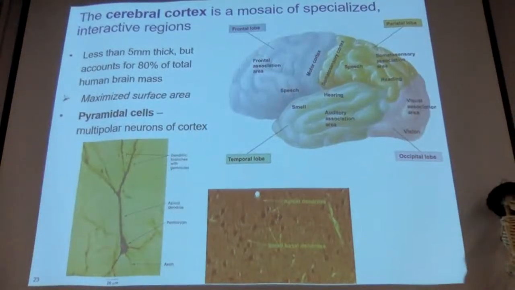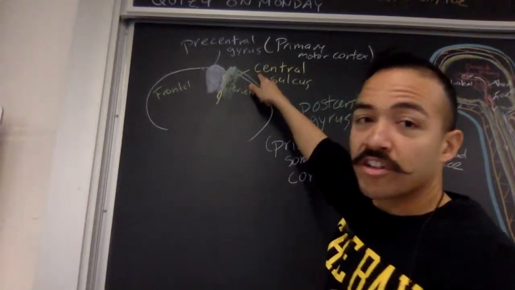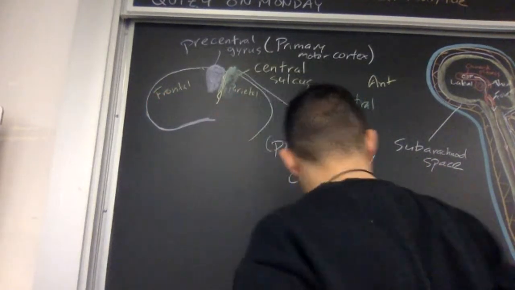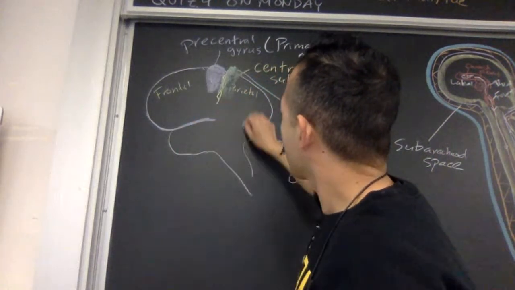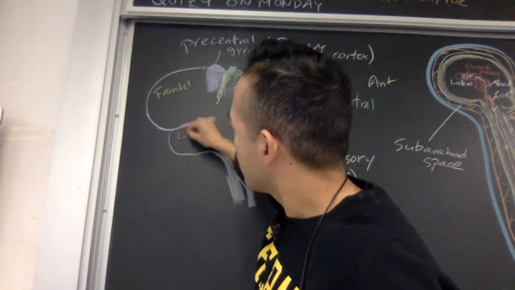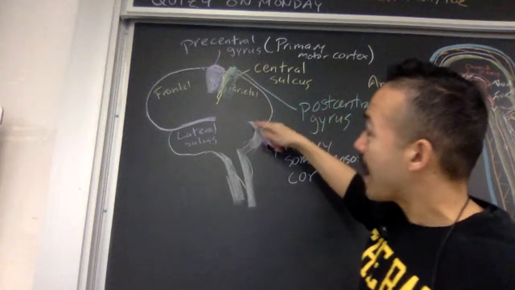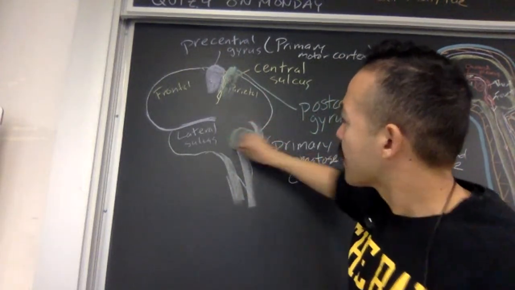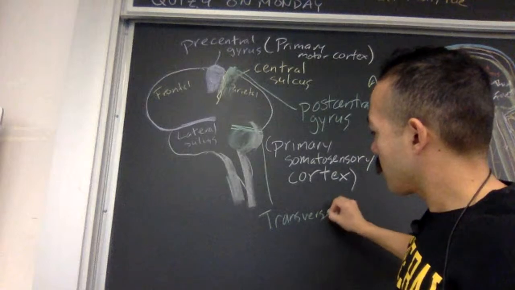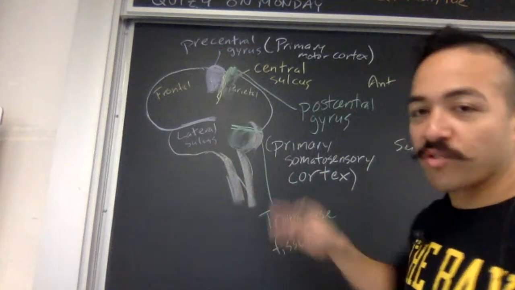Can I draw out the fissures? I'll try. I guess I can still use this diagram. So the central sulcus is separating frontal from parietal. This is the lateral sulcus. Back here, if this is the cerebellum, the division between cerebellum and cerebrum, that's the transverse fissure. Fissure means a really, really deep one. A sulcus is a groove. A fissure is really deep.